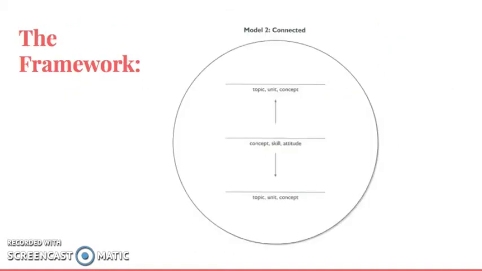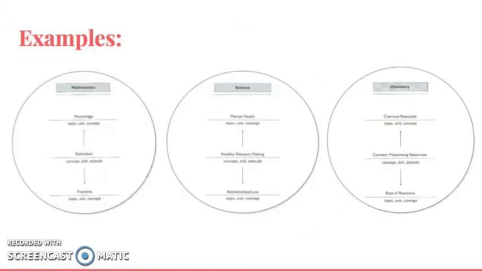You would start by putting the concept that you would consider the big rock in the center. From there, you can expand your ideas into topics, units, or smaller concepts. Here are some examples in math, science, and chemistry, straight from the reading. For math, the main idea is estimation. This model is showing that you can integrate estimation into other topics such as percentages and fractions. In science, the big rock idea is healthy decision making, and this topic can be woven into mental health and the ideas of relationships.